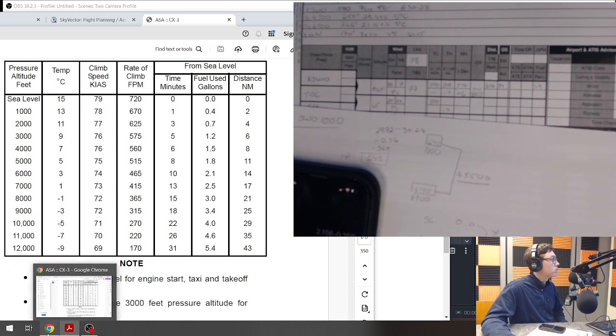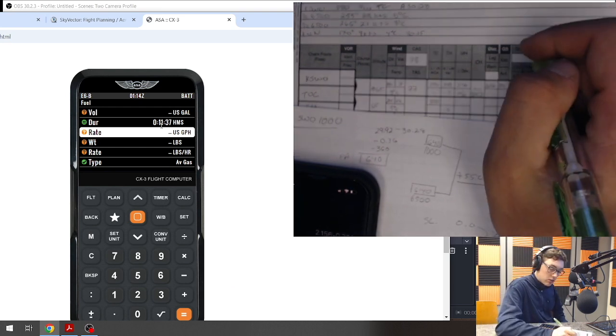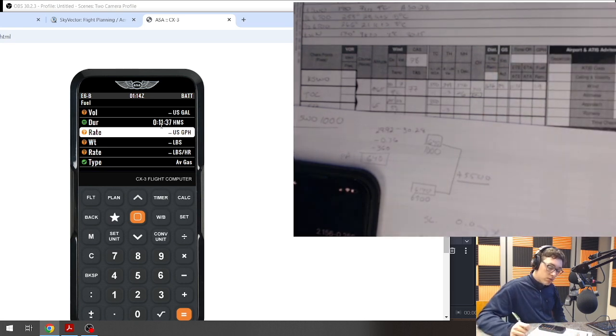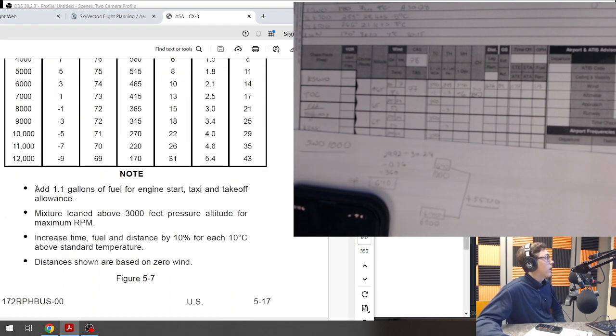All right. I also said earlier that my duration was 11 minutes and 37 seconds. So 11:37, estimate time and route. Next thing, okay, also one more thing. So add 1.1 gallons of fuel for engine start, taxi, and takeoff allowances, mixture leaned. Increase time, fuel, and distance for each 10% for each 10 degrees Celsius above standard temperature.